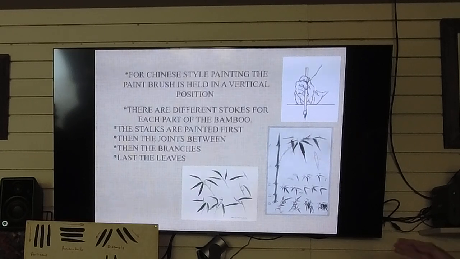And when we start painting, there's a specific order to paint things. And they're very, you know, adamant. You do it in the right order or it's wrong. And, you know, it's not done properly and you gotta keep doing it. So the first thing you do is the stalk on the bamboo. Then you do the joints. Then you do the branch. And then the leaves are always last. And then I'll show you, there's a specific way to make the leaves too.